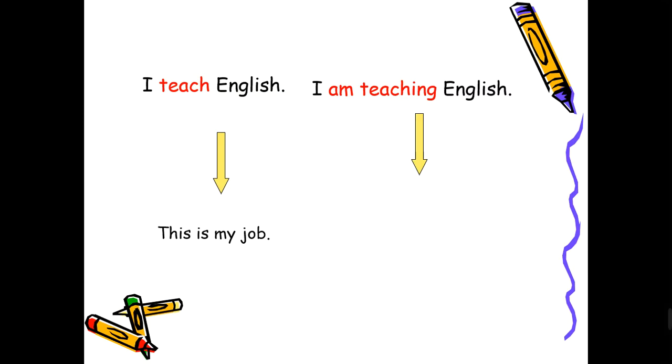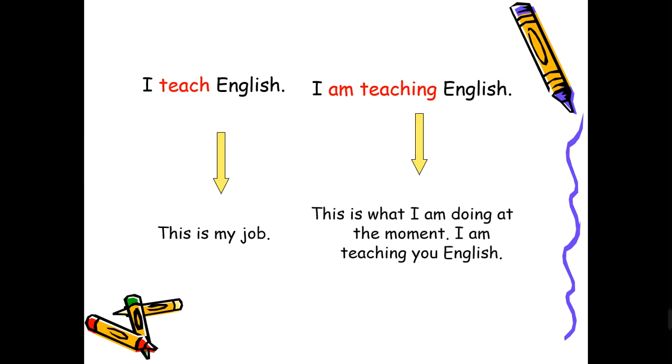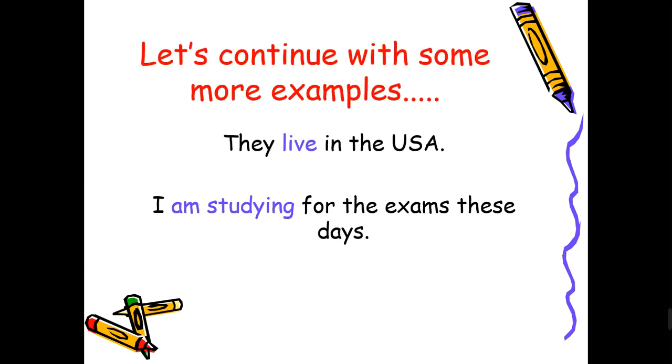The second statement says, I am teaching English. Which tense do you think this is? This is the present continuous, which expresses what I am doing at the moment. I am teaching you English. This means an action that's taking place at the moment or the time of speaking.